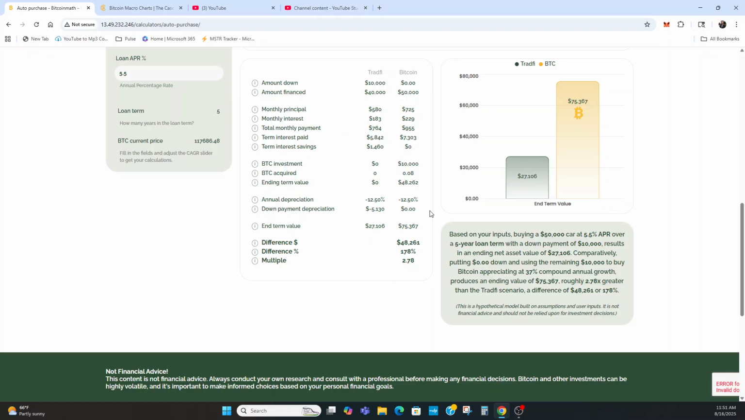So what does that look like at the end of this 5-year term? Well, in the traditional scenario, all you have is the car. It's totally paid off. But because of depreciation, your asset is actually only worth $27,000. Now, in this scenario, you also have the car, but you've got $48,000 in Bitcoin, making your total assets worth over $75K. So how does that compare? Using these inputs and these metrics, you're getting about a 3x benefit here.